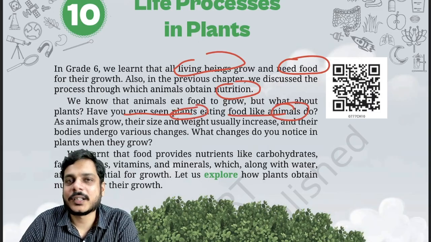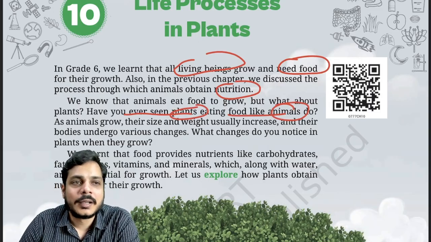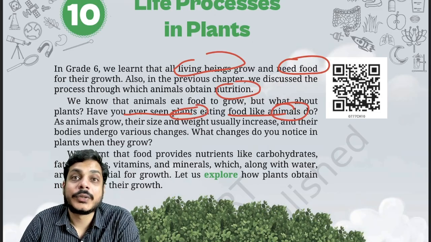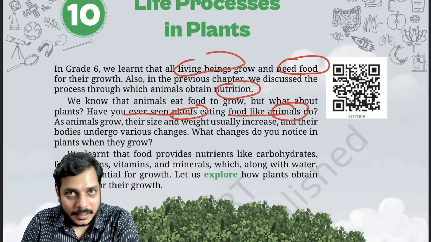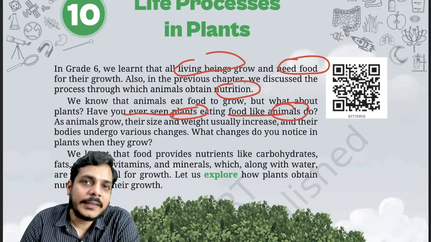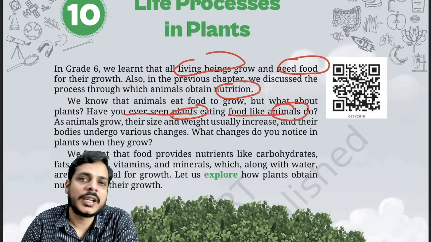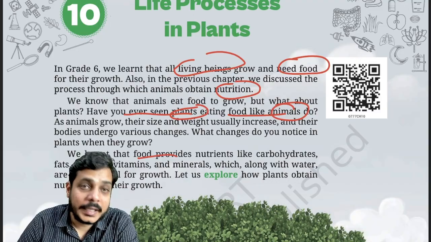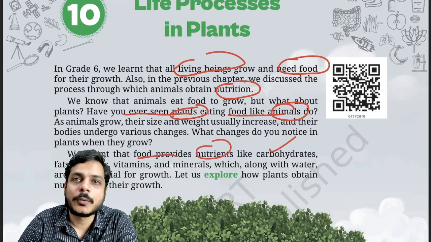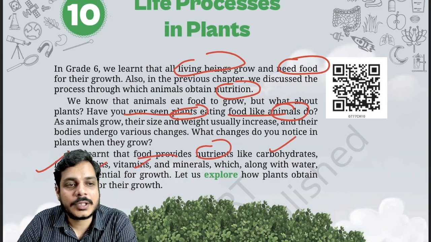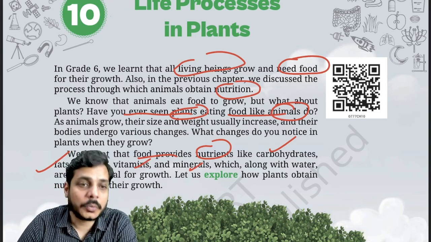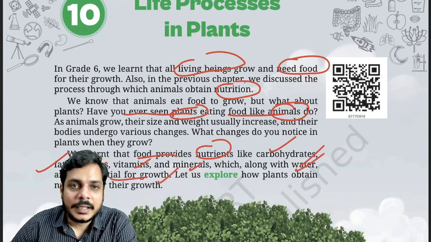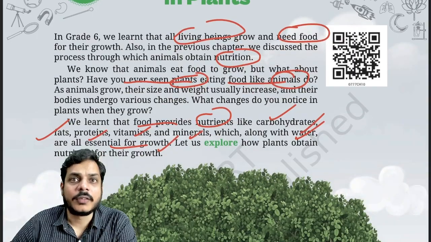It is trying to create a distinction between a plant, which requires sunlight as a source so that it can produce its own food, and an animal, which derives its food, in the form of energy and nutrients, from the plants. So we have learned that food provides nutrients like carbohydrates, fats, proteins, vitamins, minerals. All of these are required along with water. All of this is essential for growth, and therefore we need the mechanisms of the digestive system.